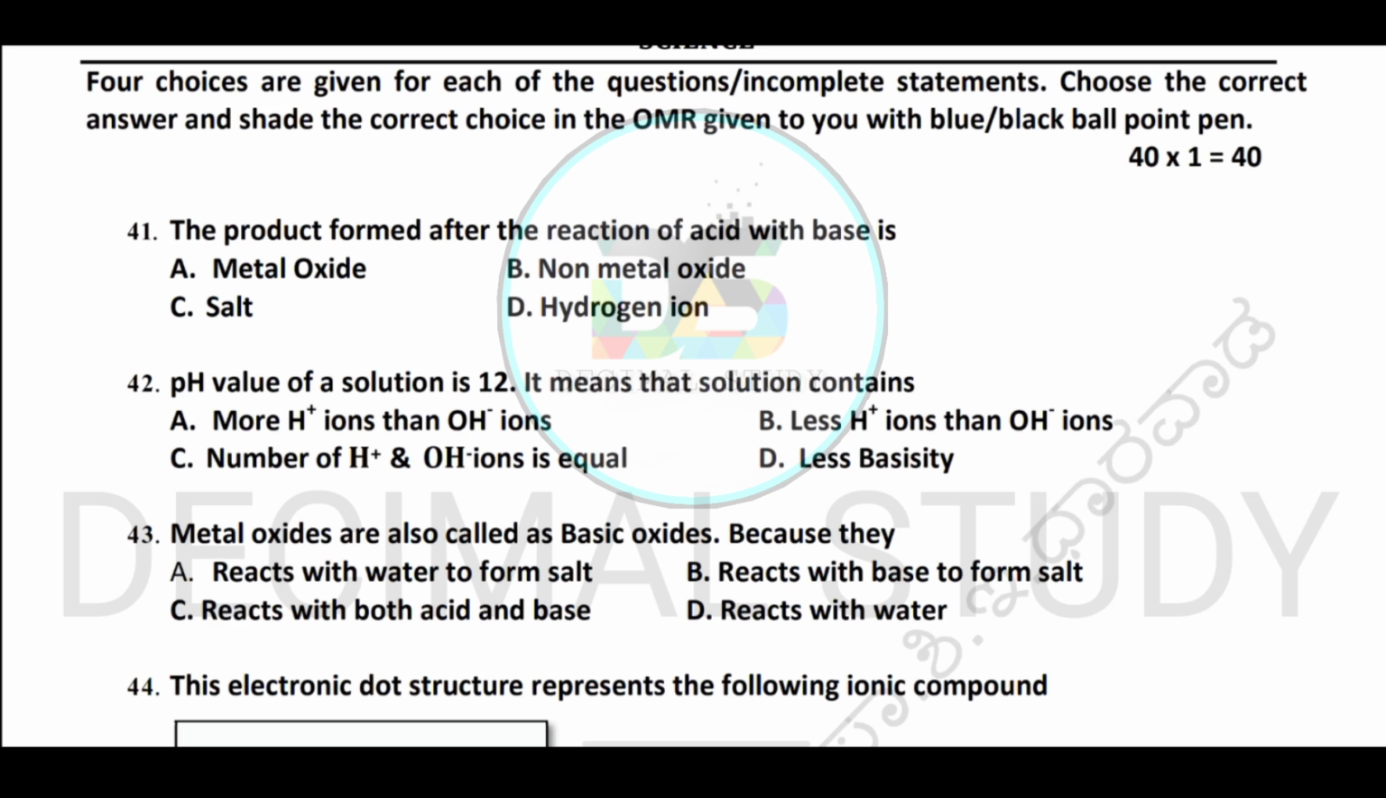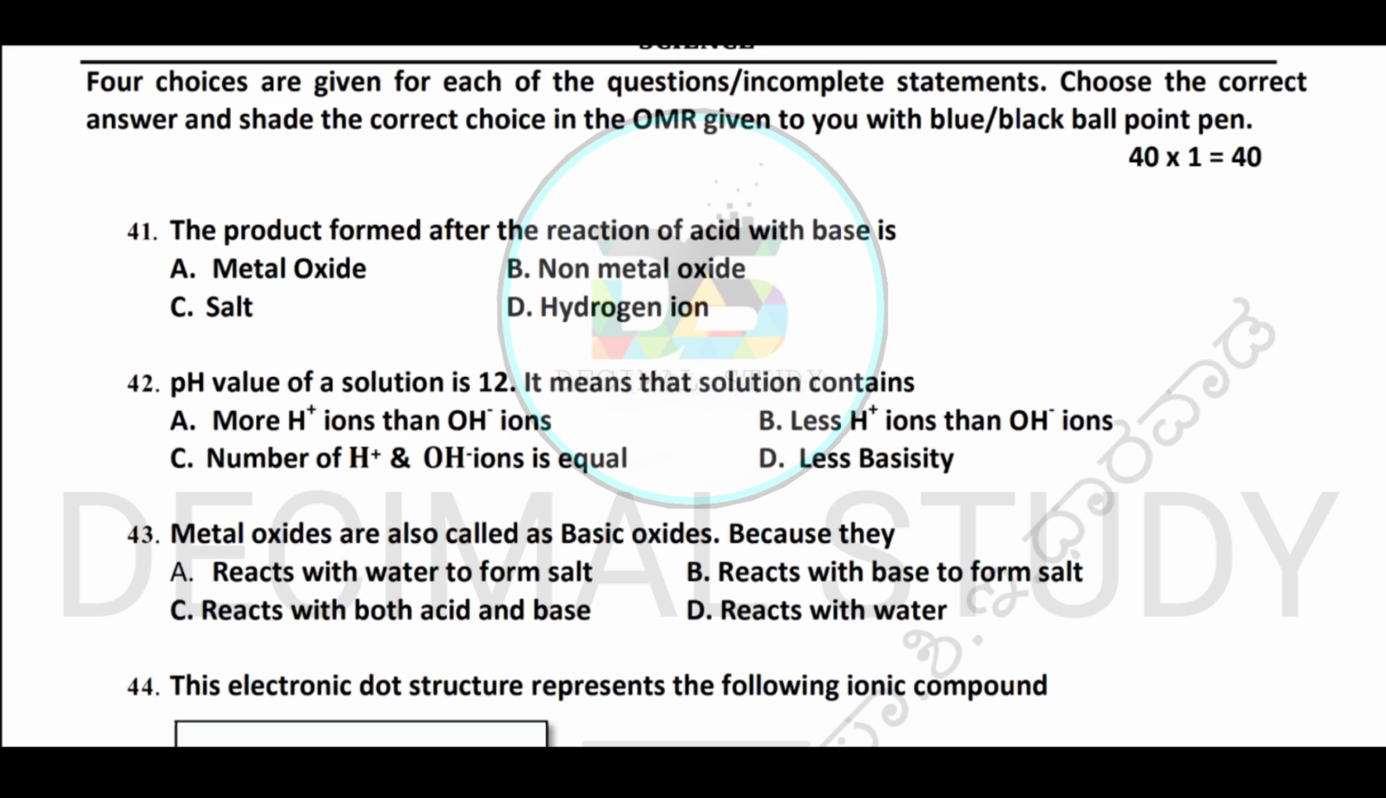Next question 42. pH value of solution is 12. It means that solution contains: more H ions than OH ions, less H ions than OH ions, number of H and OH ions is equal, less basicity. The right answer is option B, less H ions than OH ions.